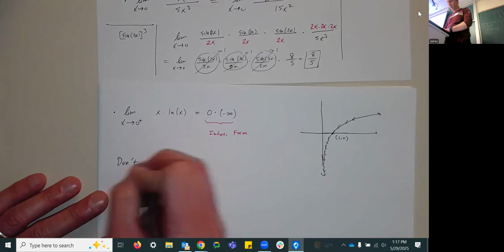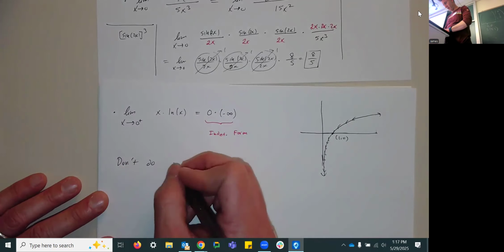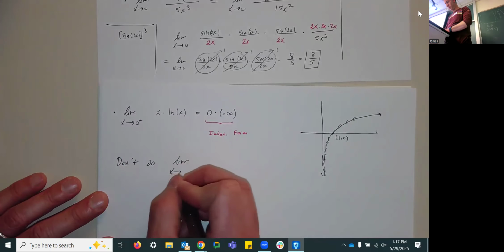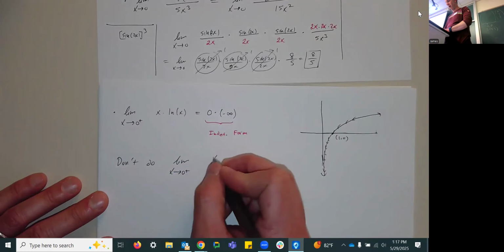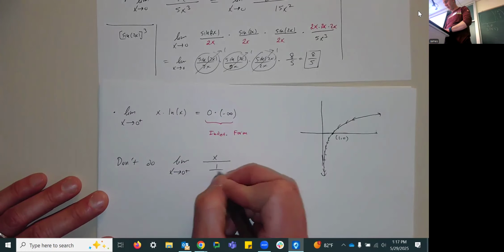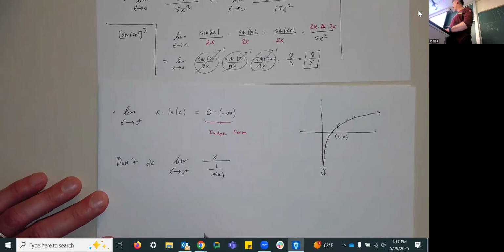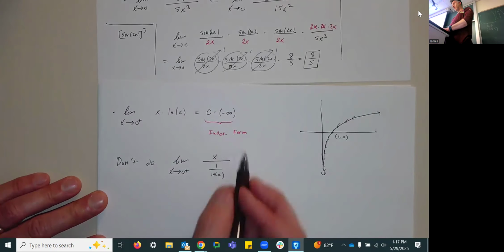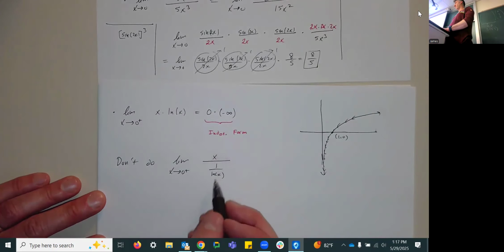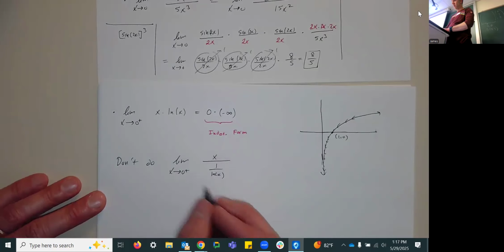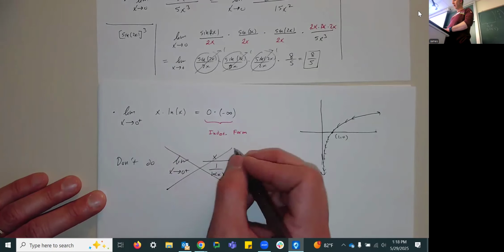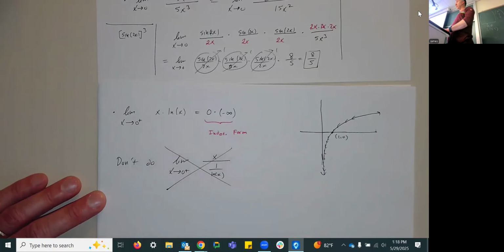Don't even write this down. I feel like I shouldn't even write this down, but I'm going to. Don't do the limit as x approaches 0 from the right of x over the reciprocal of the natural log of x. Because although the derivative of x is fine, the derivative of 1 over the natural log of x is terrible. So not this. Instead, bring the x to the bottom as its reciprocal.